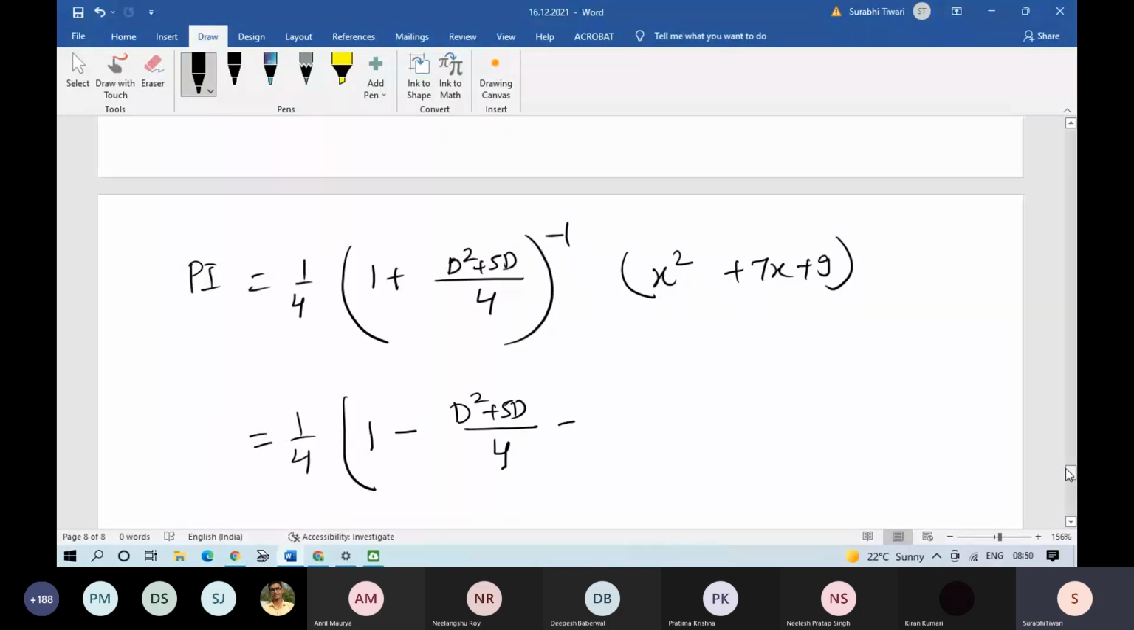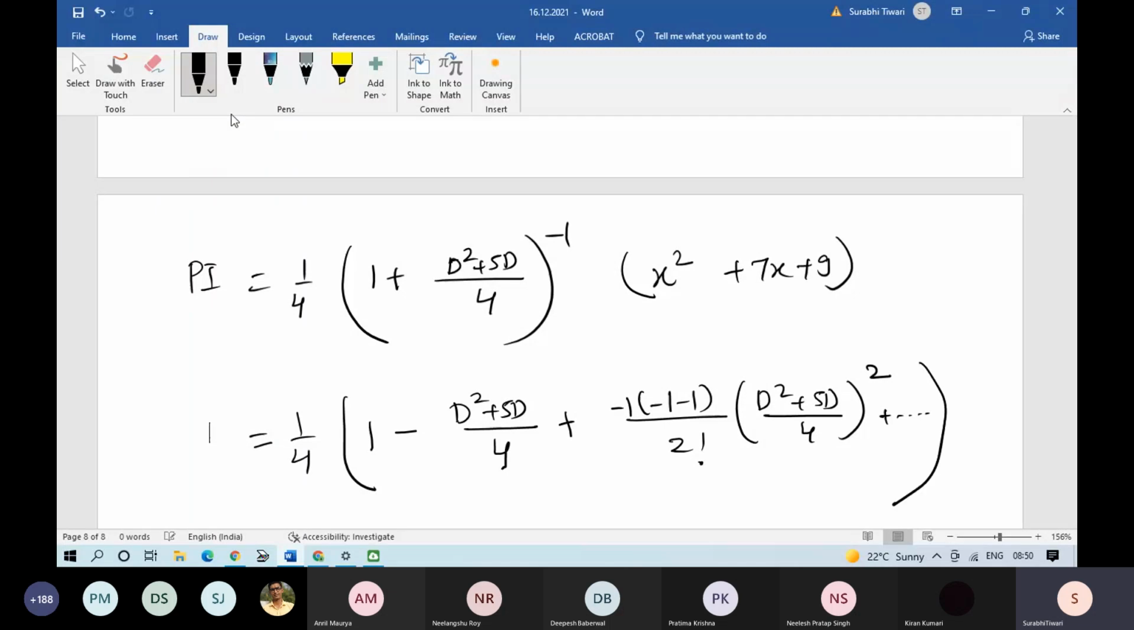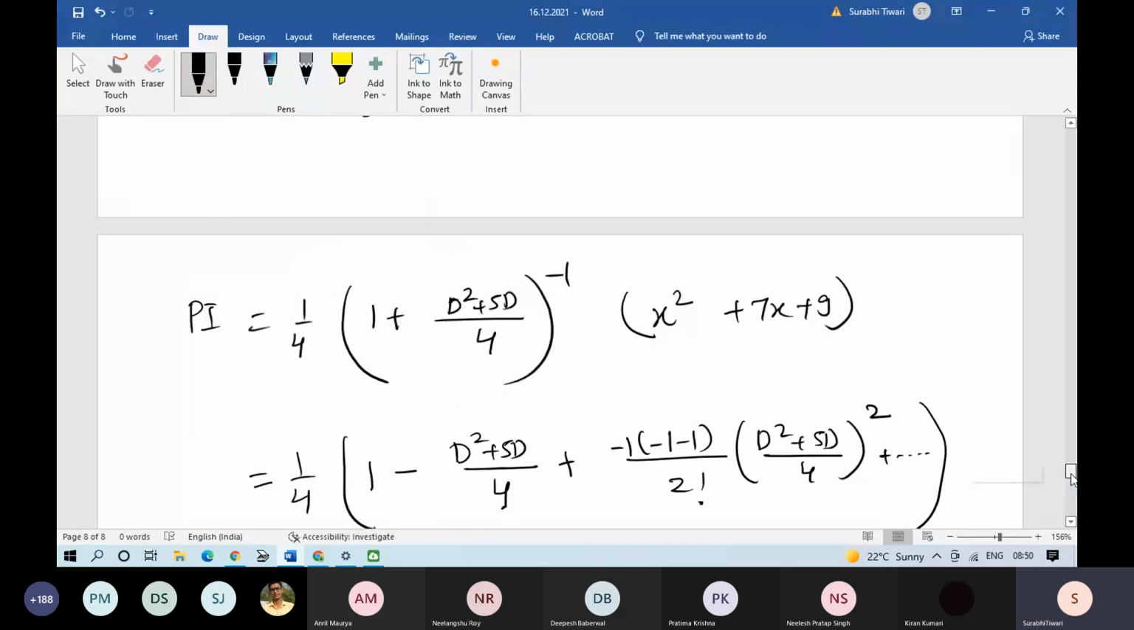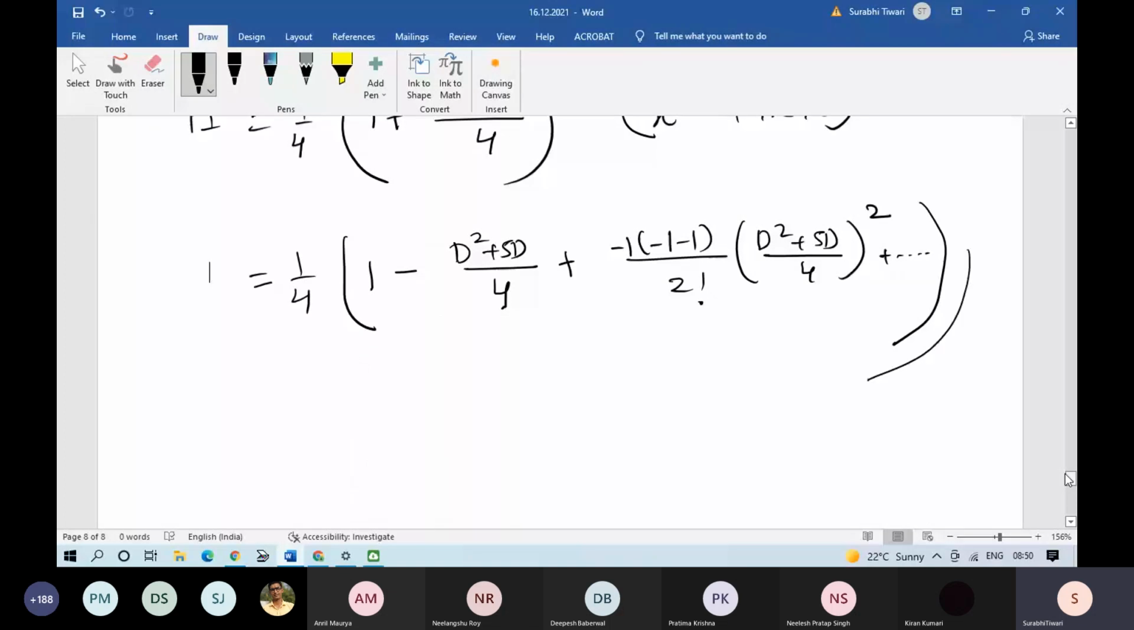This plus -1 into -2 into -1 लिख दें पूरा. n into n minus 1 divided by 2 factorial and इसका square, d square plus 5d divided by 4 whole square plus so on, and this has to be operated on यहाँ पे क्या आएगा x square plus 7x plus 9.